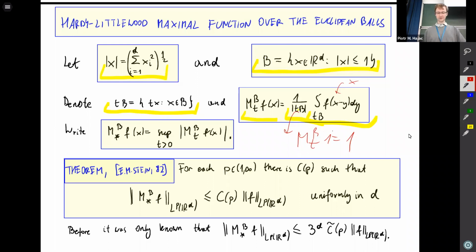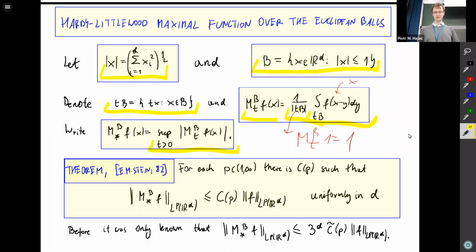Okay, and then the important object for us would be not really this average, but the maximal function of it, which means we take the supremum over all times t greater than 0 of these averages. And we would like to ask if this object, this M star b, has dimension-free estimates. This M_t b itself has dimension-free estimates for easy reasons, which I don't want to indulge right now, but this one is harder to show that it has dimension-free estimates, and it was obtained as a first result in this line of research by Eli Stein in '82.